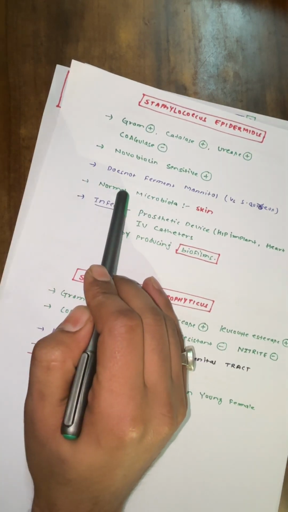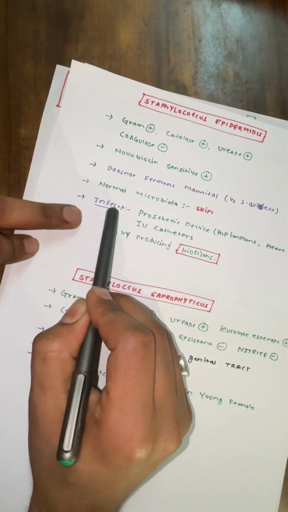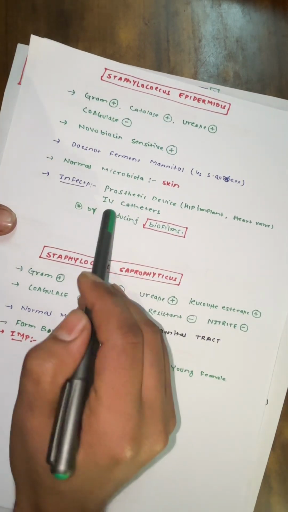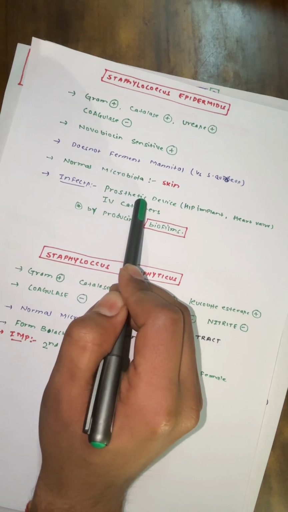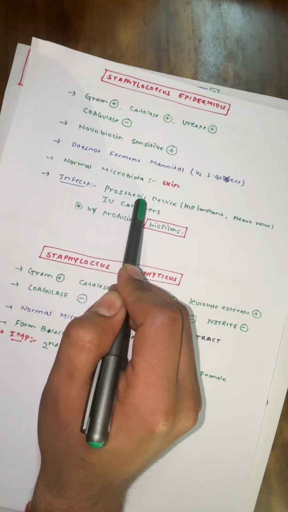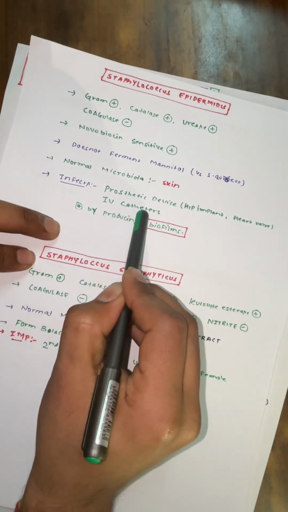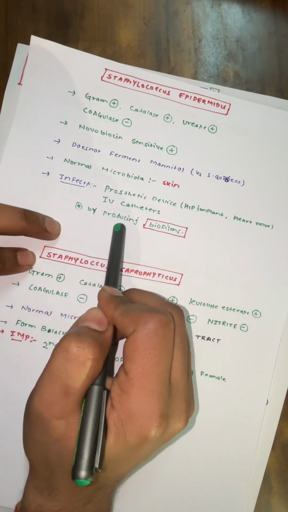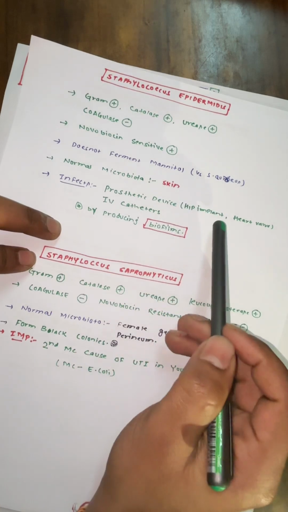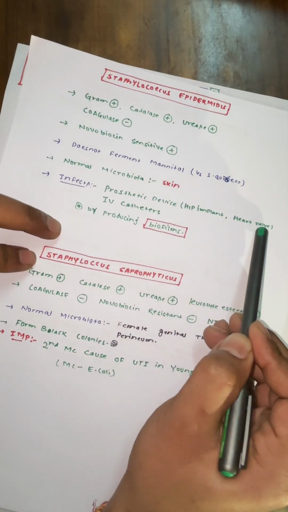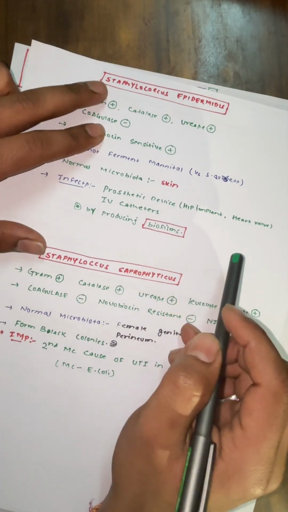Where do we find Staphylococcus epidermidis? It's a normal microbiota of the skin. What's the clinical significance of knowing this bacteria? It is a primary culprit for infections related to prosthetic devices, like hip implants, heart valves, or IV catheters, mainly by producing biofilms. Whenever you see a patient having infection after a hip implant, or infection in a heart valve or IV catheter, think about Staphylococcus epidermidis.